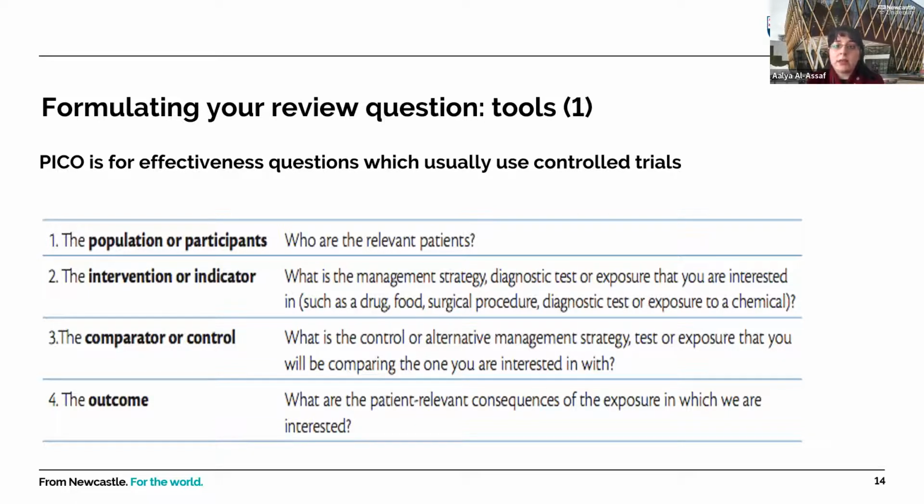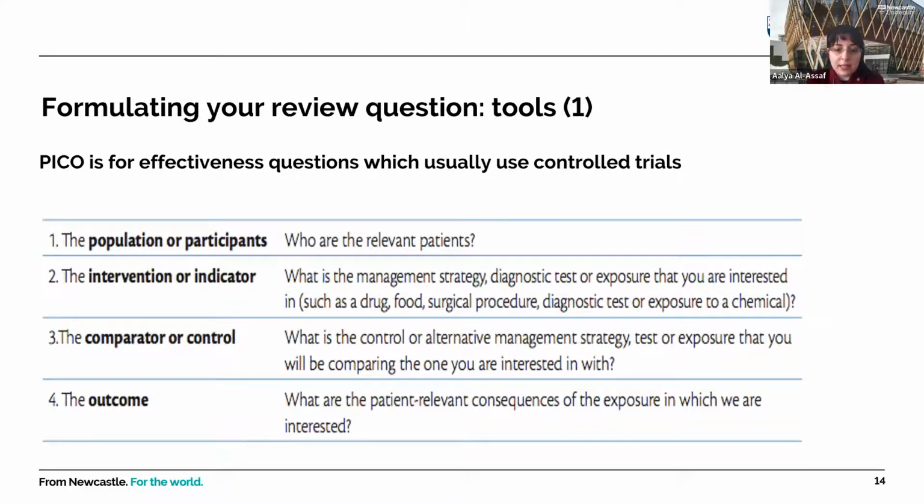It's not necessary that you include all those elements in your research question, but it is important to formulate the research question using these elements to be clear. And also you will be using these elements when you set the eligibility criteria of the study, when you set the inclusion and exclusion criteria.